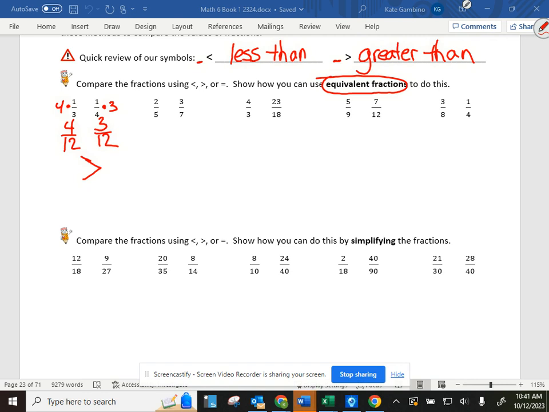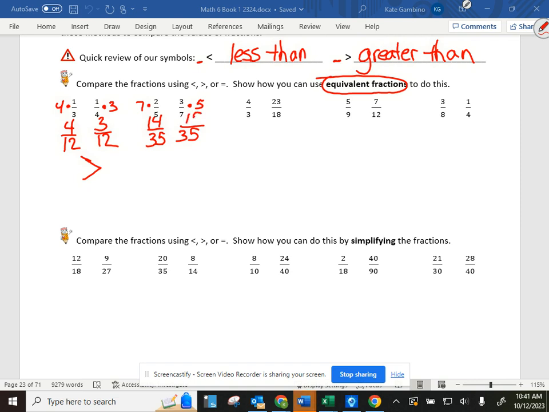Let's look at our next one. What is a common denominator? 35. What am I multiplying the 5 by to get to 35? 7, and then you do 5 on the other side. So I'm sticking with one side first. So if I had 5 times 7 is 35, what's 2 times 7? 14. Then on the other side, I have to do 7 times 5 to get to 35. So what's 3 times 5? If you know it, just say it.